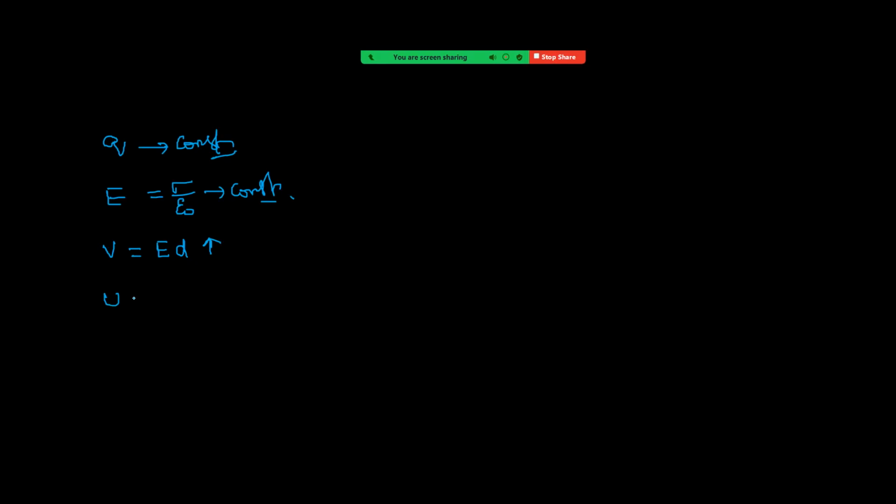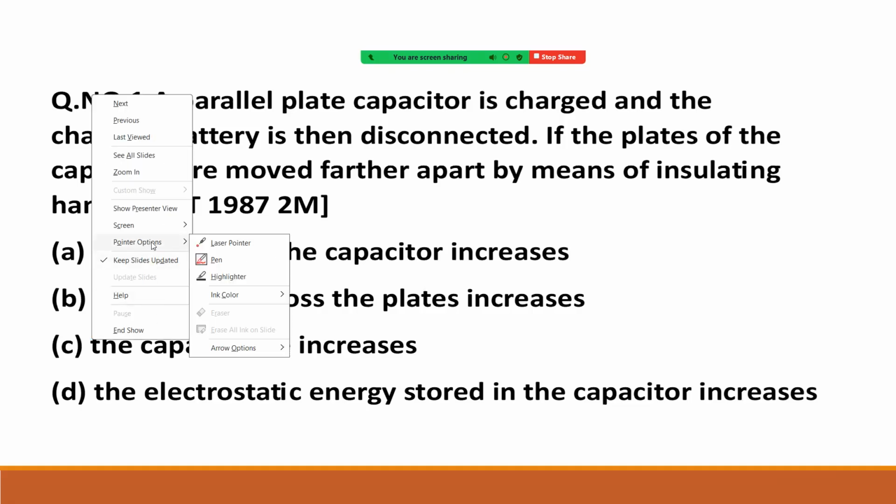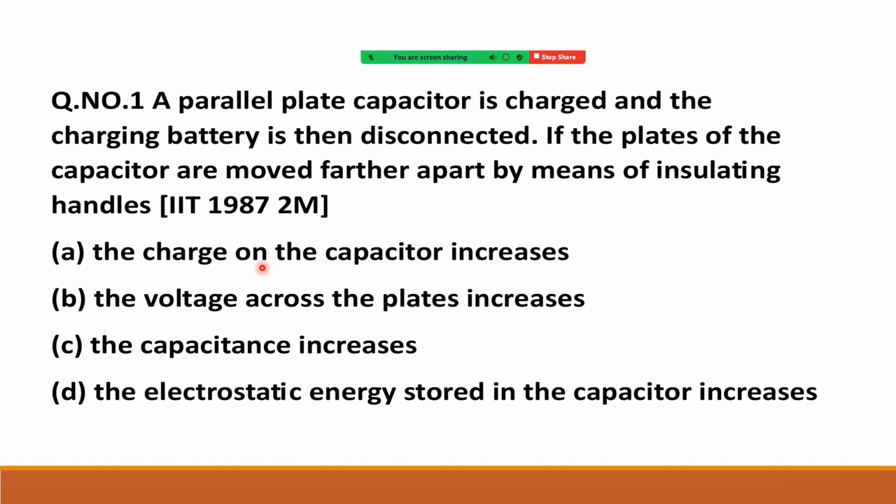Next, coming to potential energy. Potential energy equals, since Q is a constant, Q square by 2C. Q is constant, but coming to C, C is epsilon naught A by D. D is now increased, so C value will decrease. C decreased means potential energy will increase. So very simple logic. Now see the options. Charge remains constant, so option A is not correct. Voltage or potential difference across the plates increases, correct. Capacitance decreases. Electrostatic energy stored in the capacitor increases. So the options are B and D. Let us see the next one.